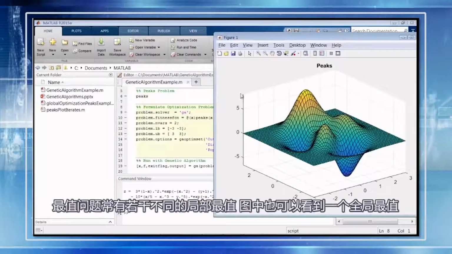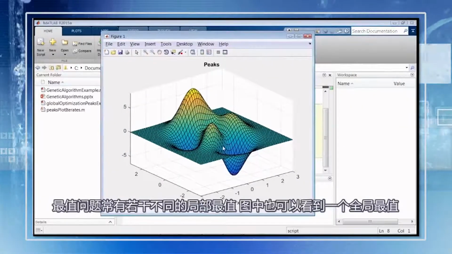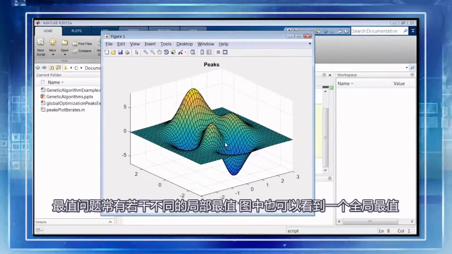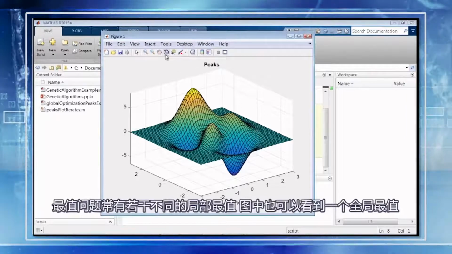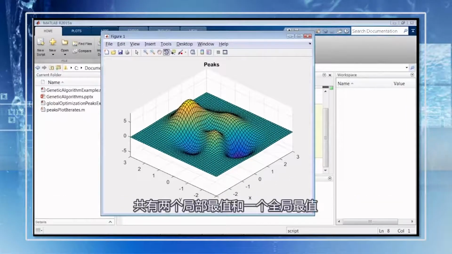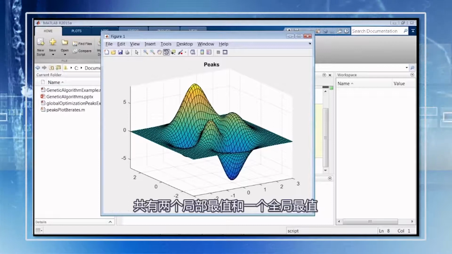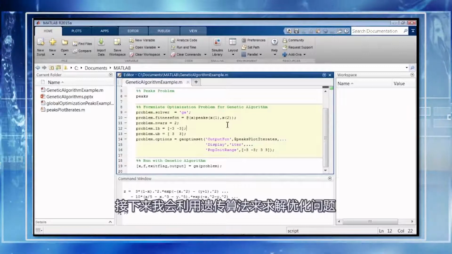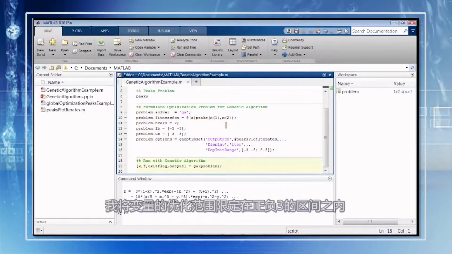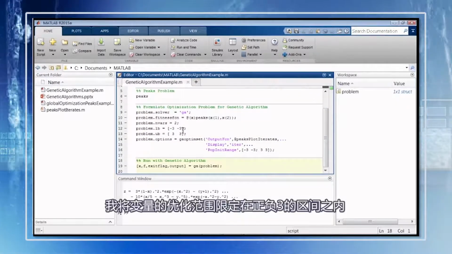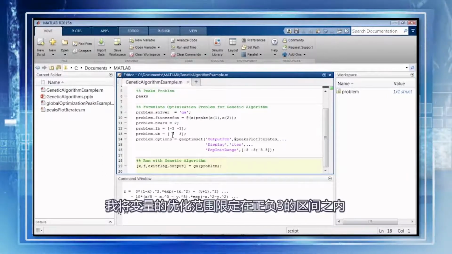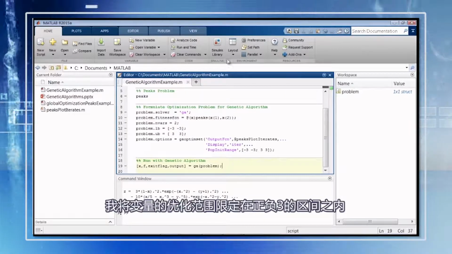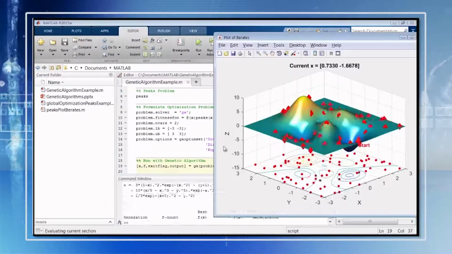So the peaks problem is a problem that has a couple different local minima. It's actually the same function that we were looking at in the slides. And it has a global minima down here. So again, two local minima and one global minimum over here. So I'm going to set up an optimization problem for the genetic algorithm. I'll give lower bounds of -3 on both of the decision variables and upper bounds of +3 on both the variables. And we'll tell the genetic algorithm to solve our problem.